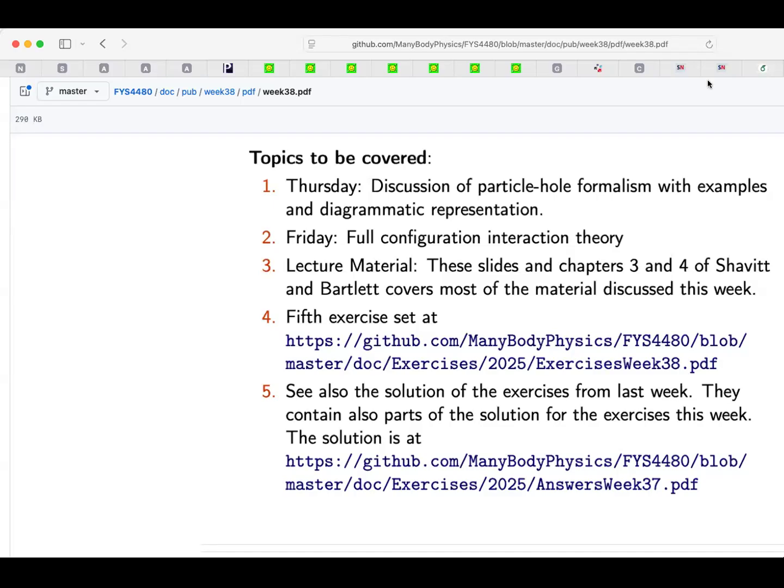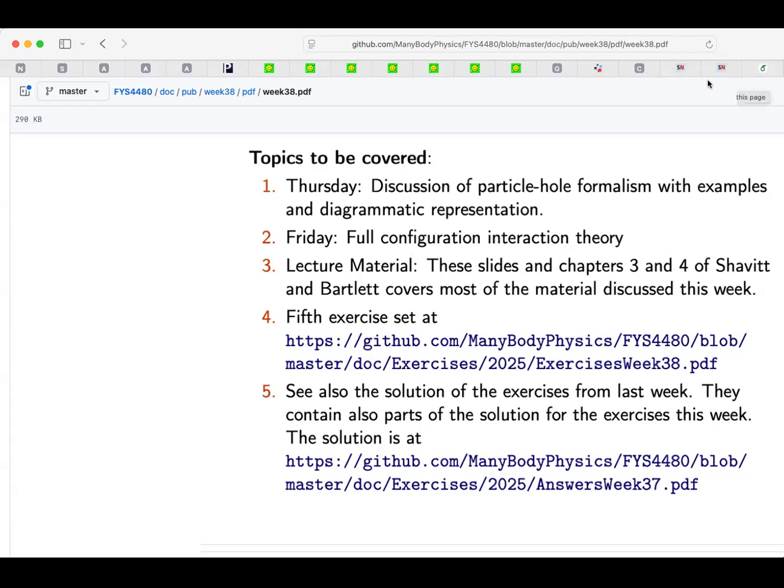Welcome back, everybody. As you can see from the topic this week, we are now going to discuss a new formalism, which is normally called the particle hole formalism. We are going to introduce that in two steps. One, we are going to follow a kind of historical path, which leads to equations which are not as handy and practical as those which we're going to introduce thereafter.